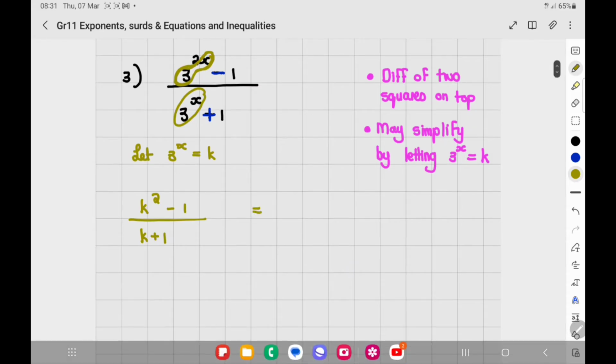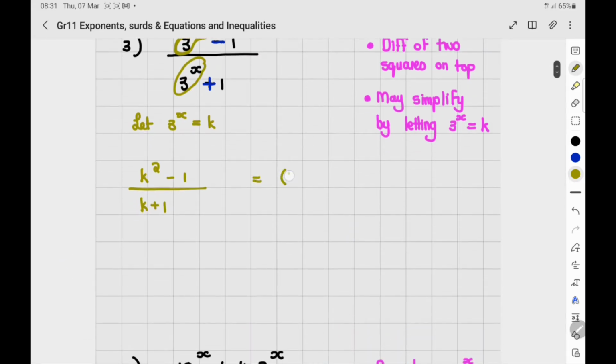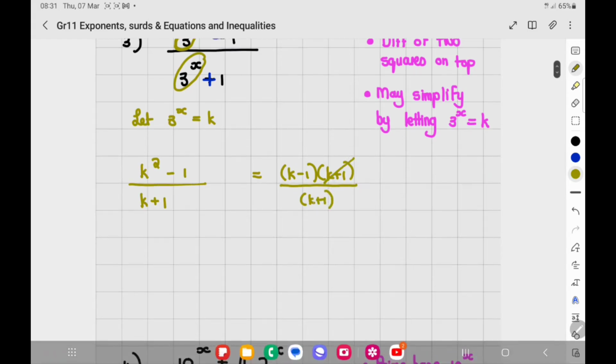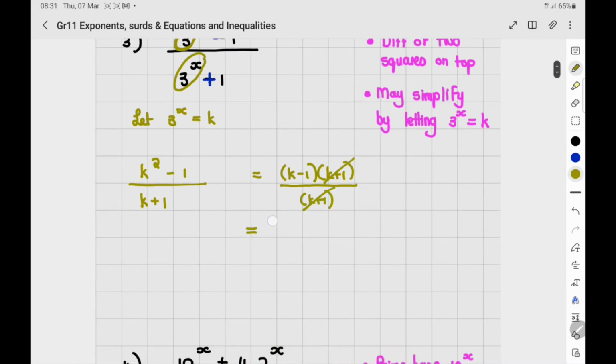Okay, the top part is a difference of two perfect squares. So I'm going to say k minus 1, k plus 1. I'm going to divide out with k plus 1. Those are going to cancel, and I'm left with k minus 1. So just be careful. You need to go and sub it back. So it's 3 to the power x minus 1.